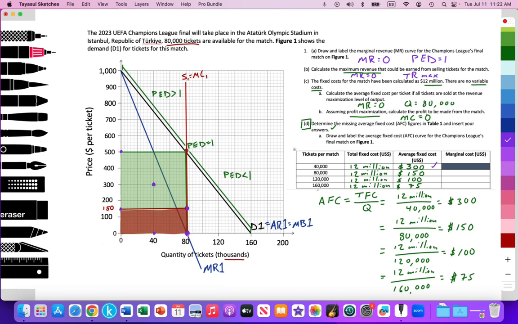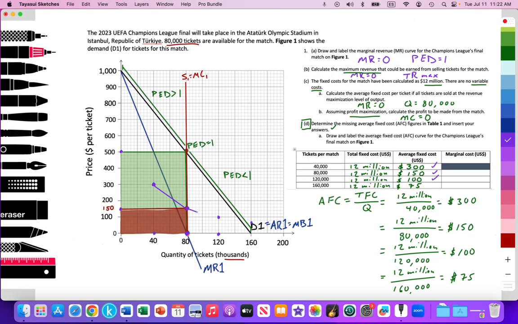There we go. Perfect. Here we have $100 at 120,000 tickets. The cost on average for those fixed costs is 100. Plotted that point. Perfect. And then last, 160,000. Cost on average is 75, and that's approximately right about here. And we're going to go ahead and connect these points.